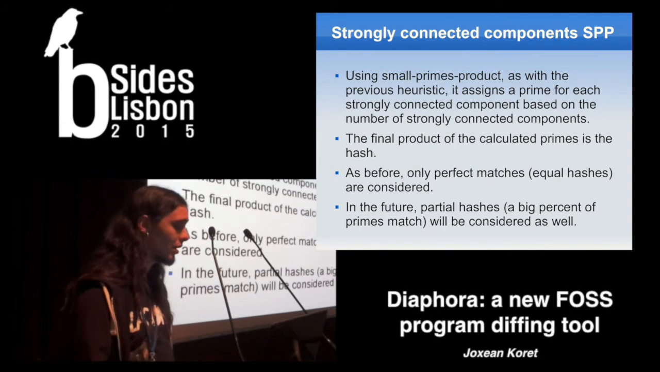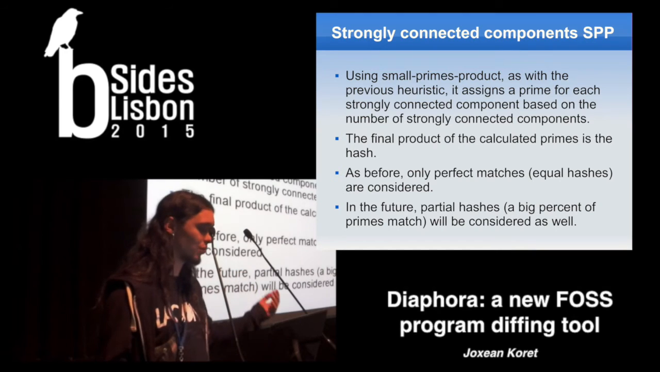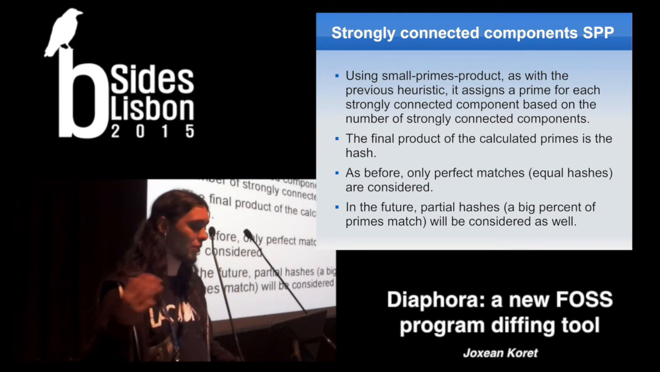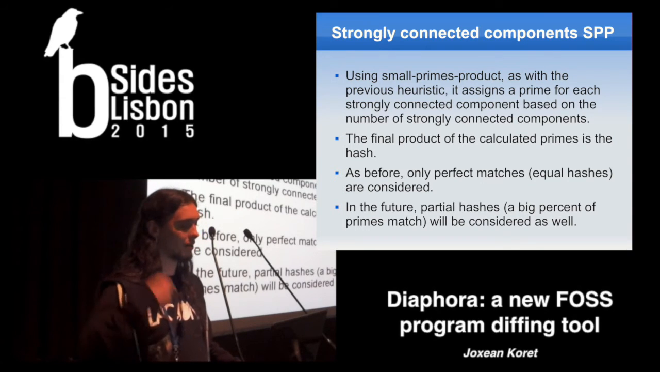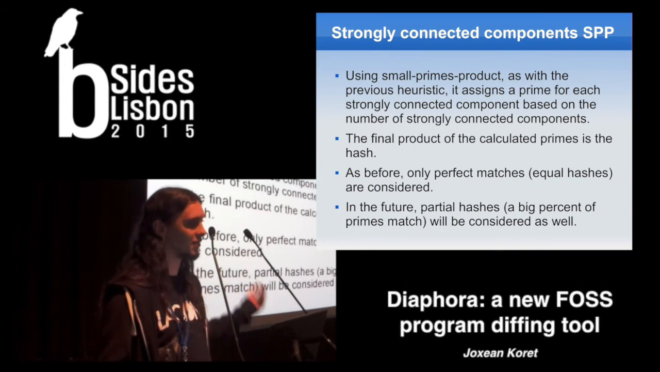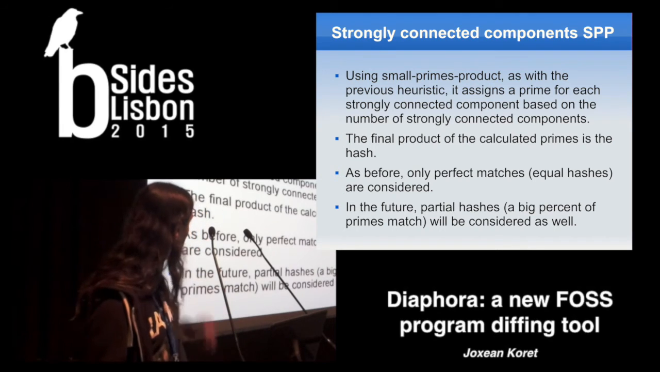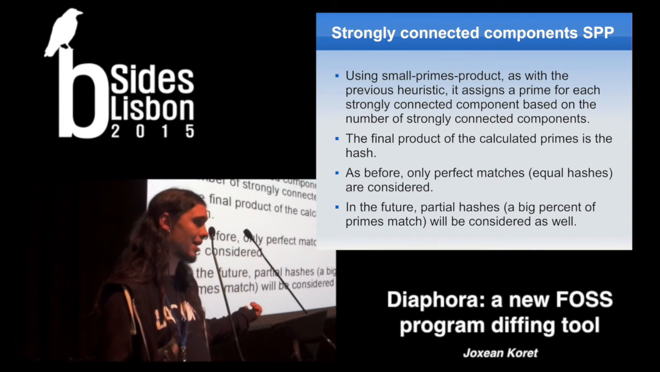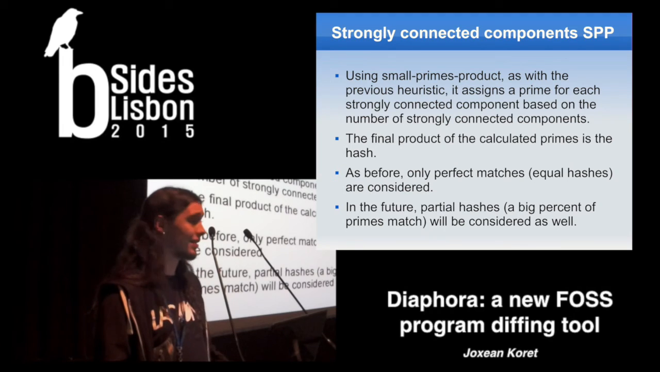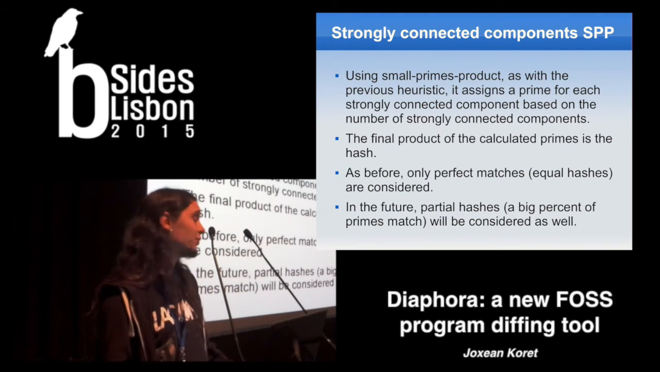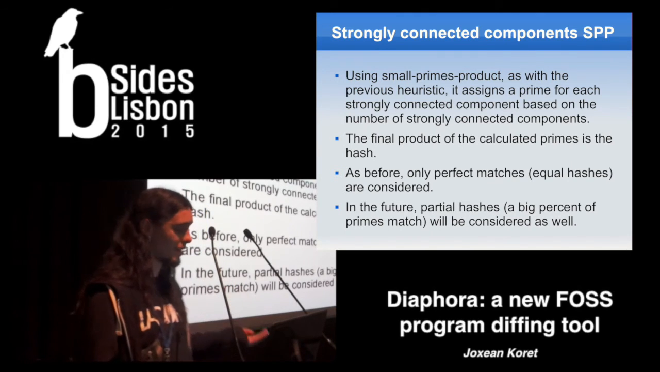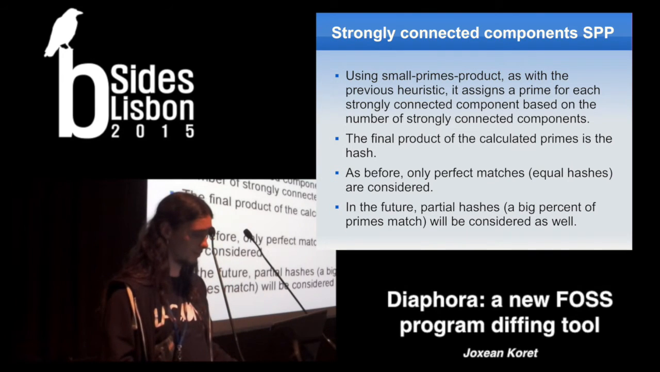More: the strongly connected components small primes product. Using the small primes product again, as with the previous heuristic, it assigns a prime for each strongly connected component based on the number of strongly connected components of each function. The final product of the calculated primes is a hash, and as before, only perfect matches are considered. In the future, partial hashes will also be considered, but not for now.